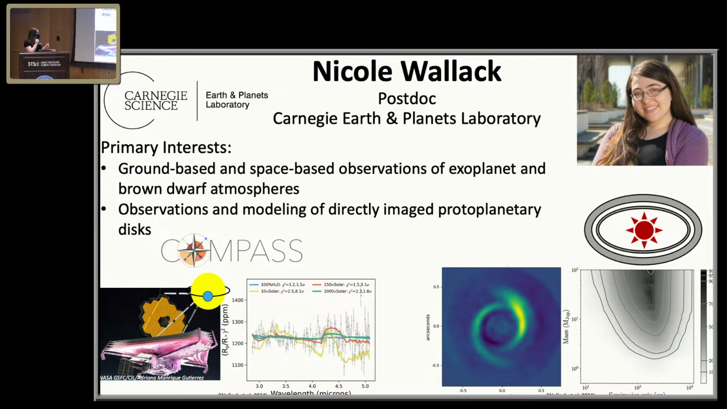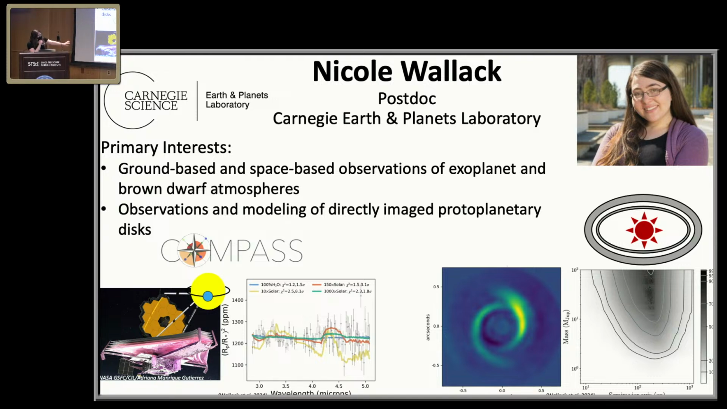On the right-hand side, I'm showing results from a survey of protoplanetary disks that I led using the Vortex coronagraph on Keck. We looked at 43 different protoplanetary disks that all showed substructure at ALMA wavelengths, and we were looking at L prime to see if we could directly detect any planets embedded in those protoplanetary disks that could be driving that substructure. We did not detect any new planets, but we were able to place fairly robust constraints on the masses of planets that could be in those substructure driving systems.